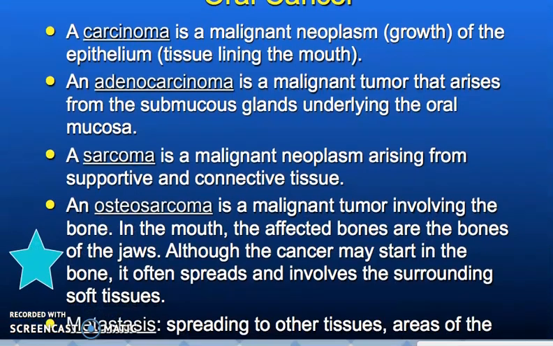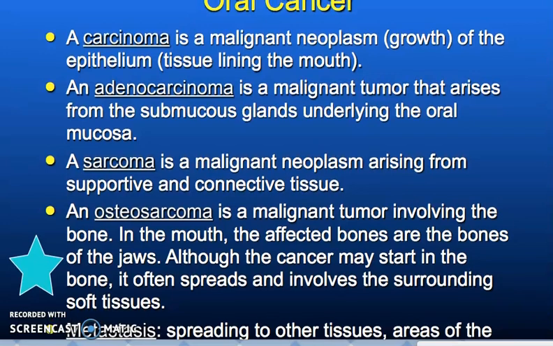So a carcinoma is a malignant neoplasm growth of the epithelial tissue lining in the mouth. So that is what the dentist would be looking for. And an adenocarcinoma is a malignant tumor that arises from the submucous glands under the oral mucosa. A sarcoma is a malignant neoplasm arising from supportive and connective tissue.